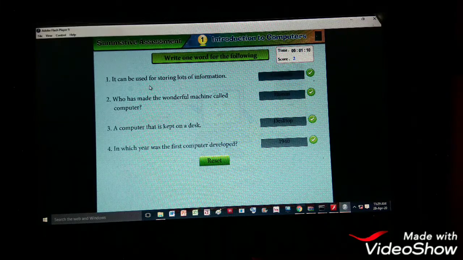Okay, next question: who has made the wonderful machine called computer? The answer will be human. H-U-M-A-N, human. Then third: a computer that is kept on a desk is known as a desktop. Very good. D-E-S-K-T-O-P, desktop. In which year was the first computer developed? The answer will be 1940. Very good.